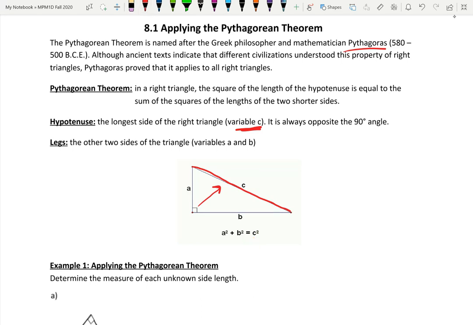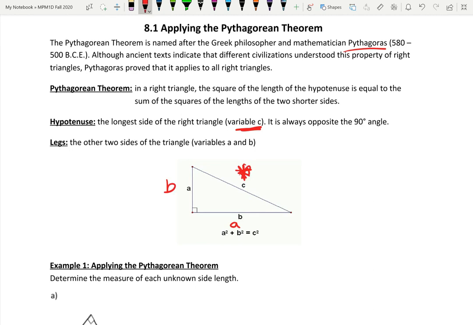Now, a and b in the equation are the legs of the triangle, or the other two sides of the triangle. Okay, so the hypotenuse is the longest side, and then the legs are the two shorter sides. So how you label a and b doesn't really matter. In the diagram, a is here and b is at the bottom, but b could be here and a could be here. That's fine. What can't be changed is c. c is always the hypotenuse, the longest side.